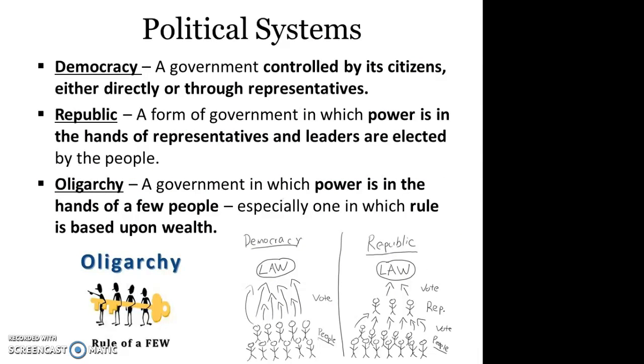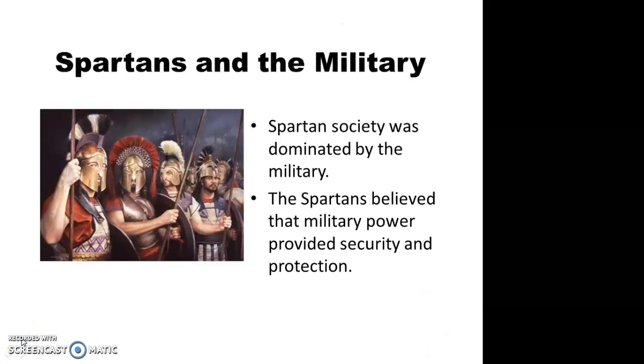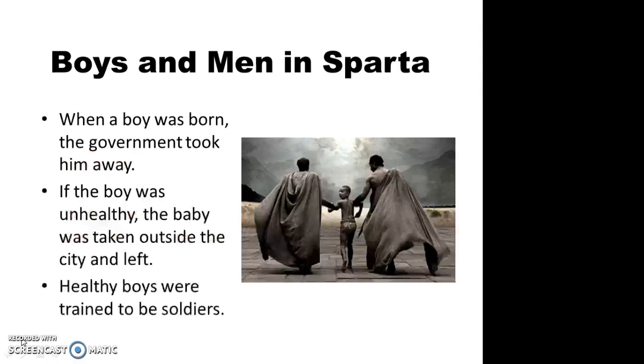Their political systems, there were three types in ancient Greece. The democracy came from ancient Athens. The republic became a form in Rome, and the oligarchy was from Sparta. And we'll talk about that here briefly. Now we're going to look at ancient Athens and Sparta very briefly. We know the movie 300 and the Spartan society was dominated by its military. They believed that military provides security and protection, as you saw in the movie.